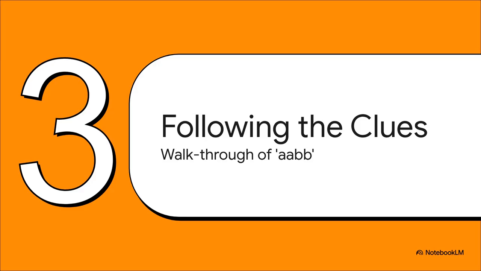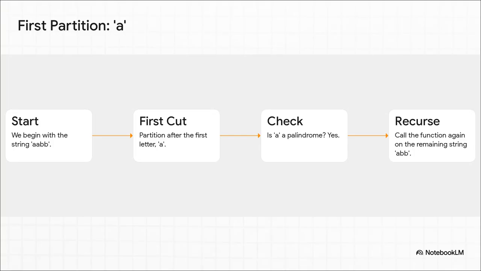All right, theory time is over. Let's put our detective on the case with a slightly trickier string, AABB. This is where you're really going to see this whole approach come to life. So, our detective looks at AABB. The first move? Let's try slicing off just the first A. Is A a palindrome? Yep, it sure is. Okay, we'll add that to our path. And now we call in a new detective to solve the rest of the mystery, ABB.